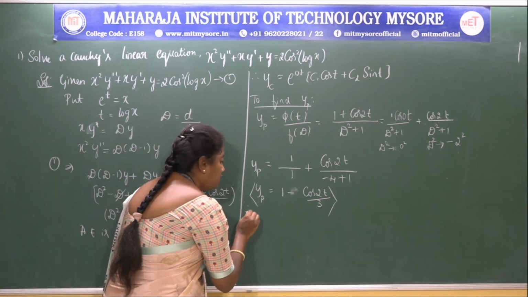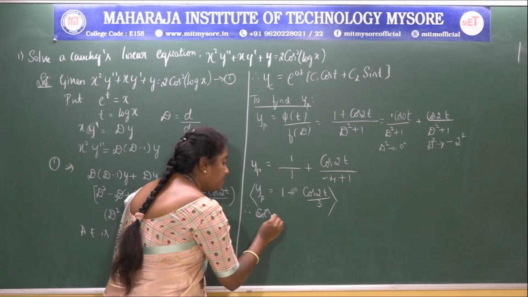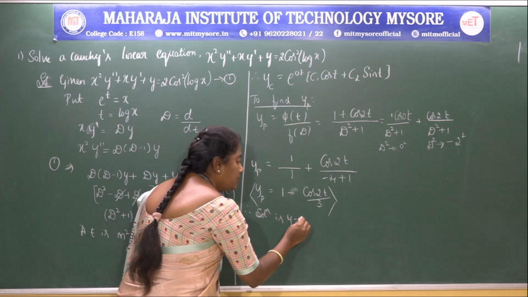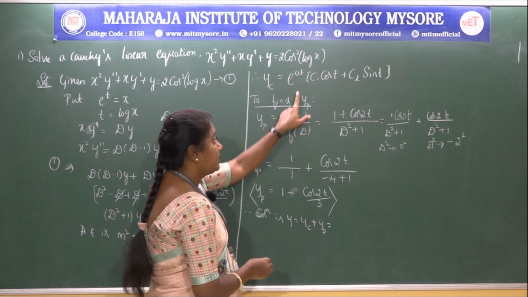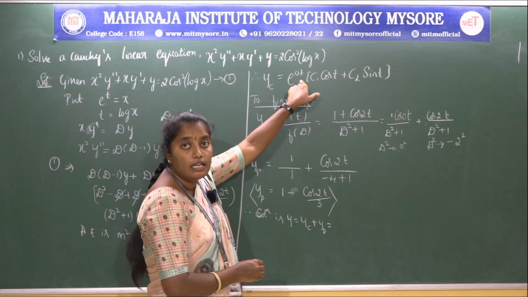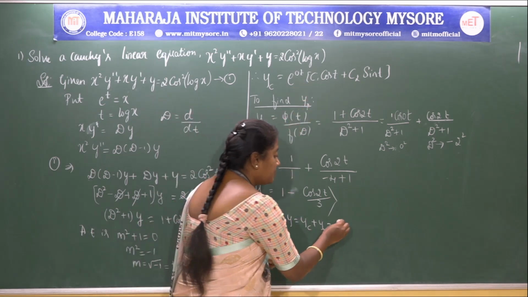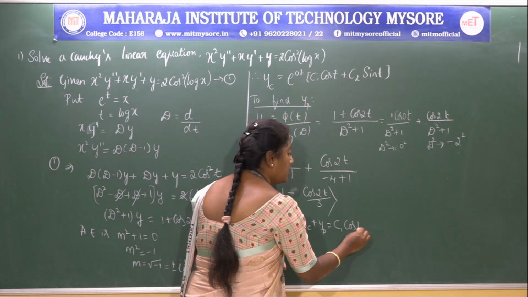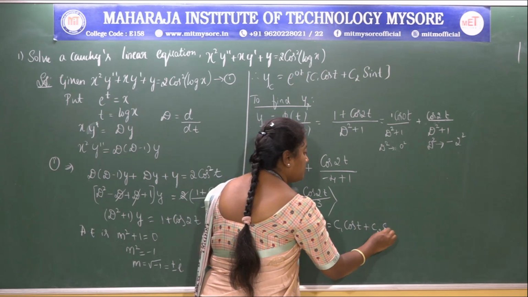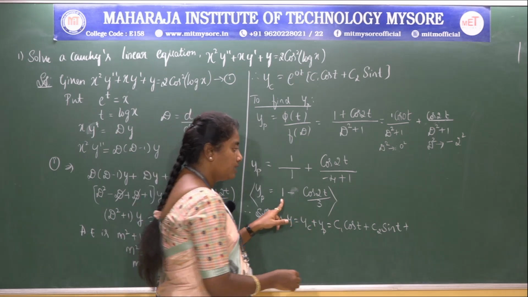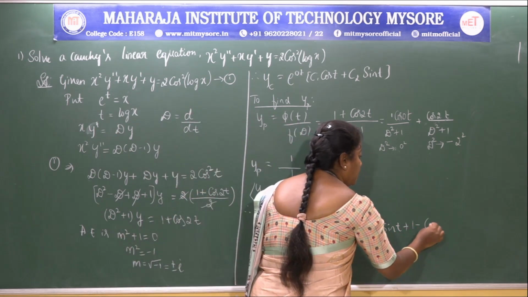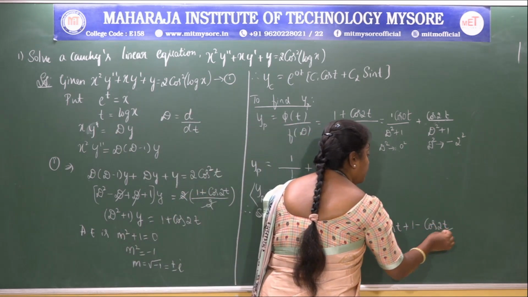So therefore the solution is y is equal to yc plus yp, where the value of yc is e power of 0t equal to 1, remaining c1 cos t plus c2 sin t, plus the yp value, that is 1 minus cos 2t divided by 3.